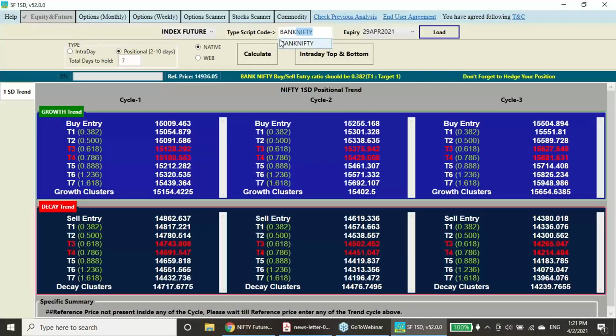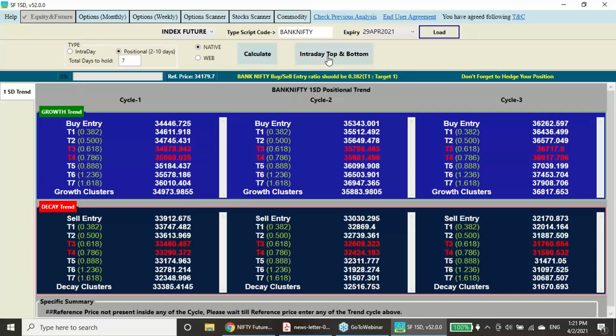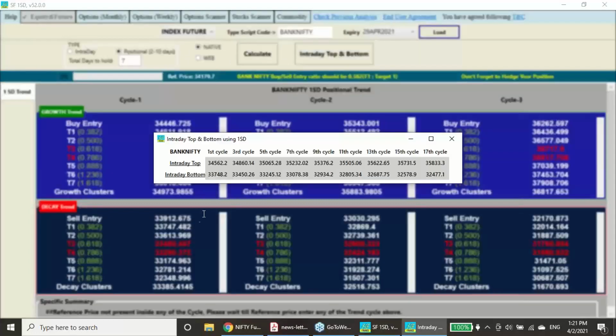Bank Nifty I will also go through in the same order. In the software itself, I'll just download. I have just calculated the levels here, and here too we are calculating the Bank Nifty trading levels.